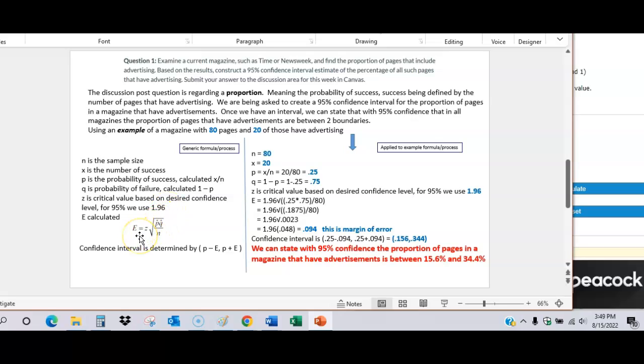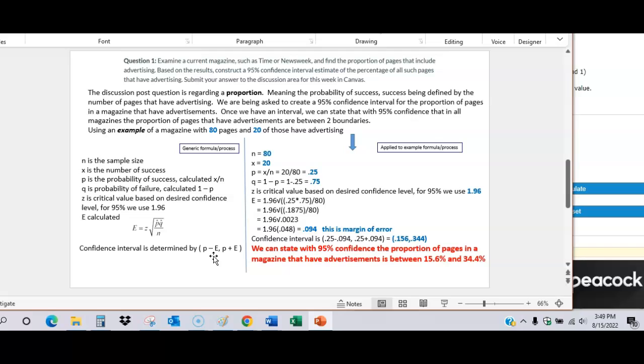And we calculate E differently for a proportion. It's that Z value times the square root of P times Q divided by N. And then to calculate our interval, we subtract E and add E to the probability of success. We don't have a mean. In these examples, we're talking about a proportion. We're talking about a percentage that defines success and failure.